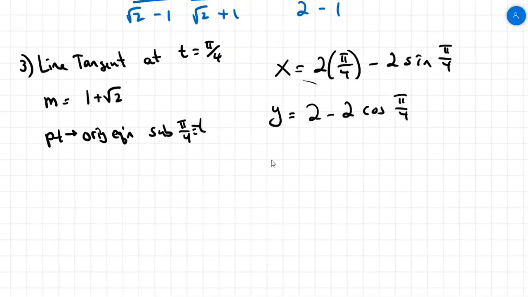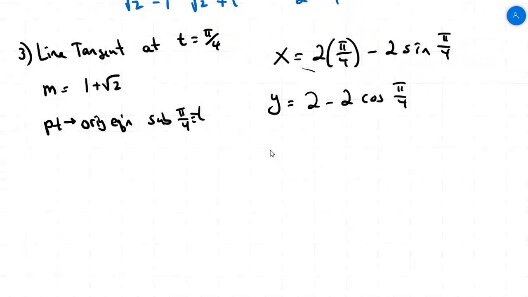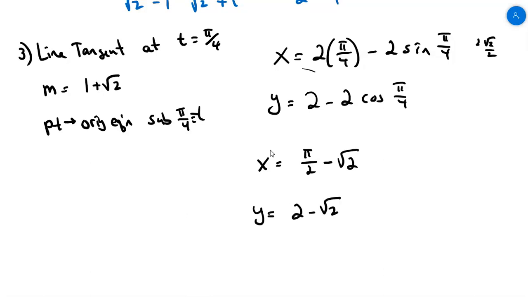All right. And at some point, we might decide we're tired of exact values and start using approximations. So simplify this a little bit. The x-coordinate then is pi over 2 minus 2 times the square root of 2 over 2. And the y-coordinate then is 2 minus the square root of 2, because the cosine of pi over 4 is the square root of 2 over 2. There you go. So the point becomes pi over 2 minus the square root of 2, 2 minus the square root of 2.